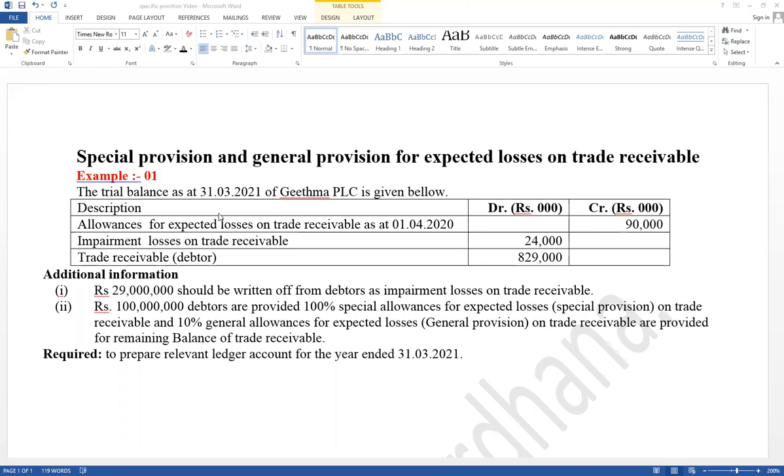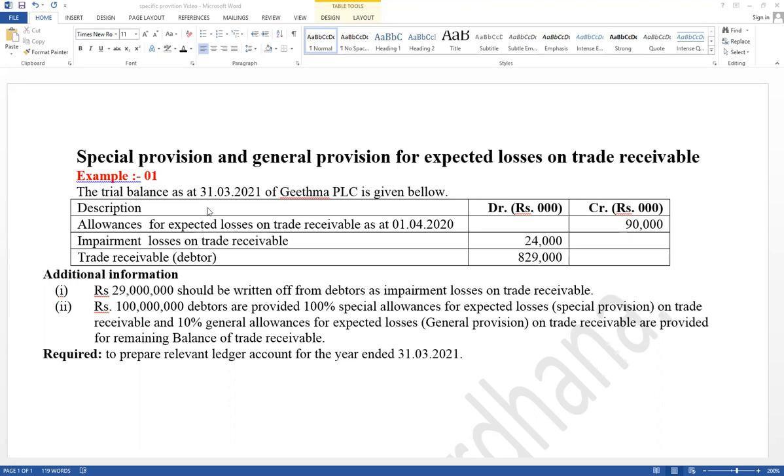This example is relevant for special provision and general provision for expected losses on trade receivable. Expected losses equal provision for doubtful debts. Based on the new syllabus, we have to use expected losses on trade receivable. Try to recognize special provision as well as general provision.